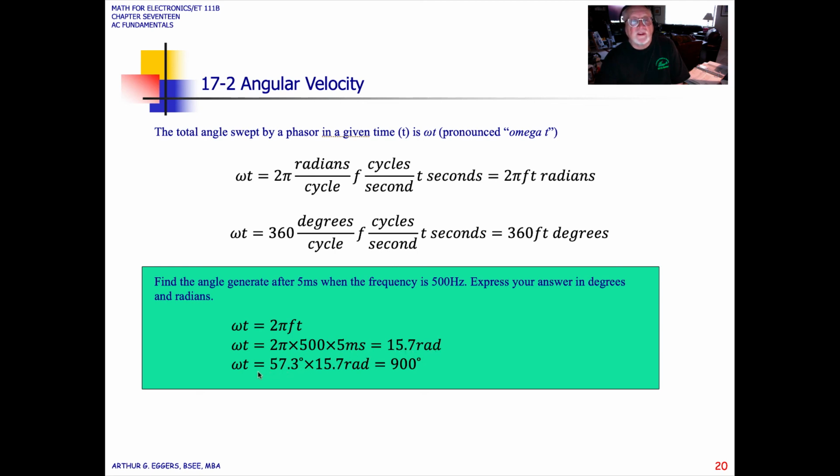If we're solving the same thing in degrees, we have 57.3, which is degrees per radian, times 15.7, and we end up with 900 degrees. So with omega t, we're looking at the angle swept out by a phasor in a given amount of time.